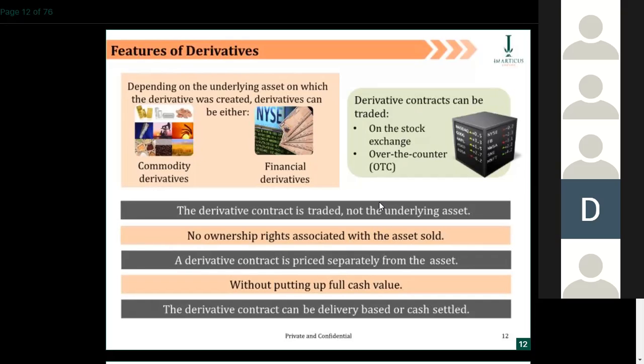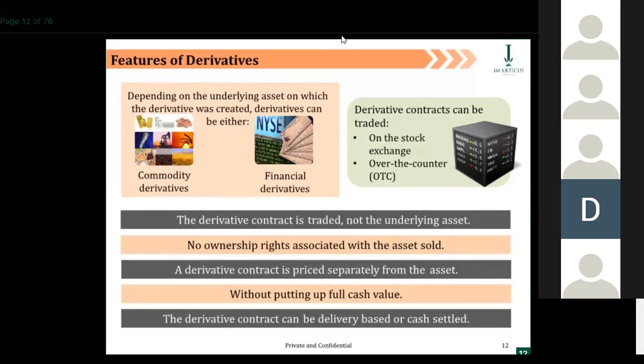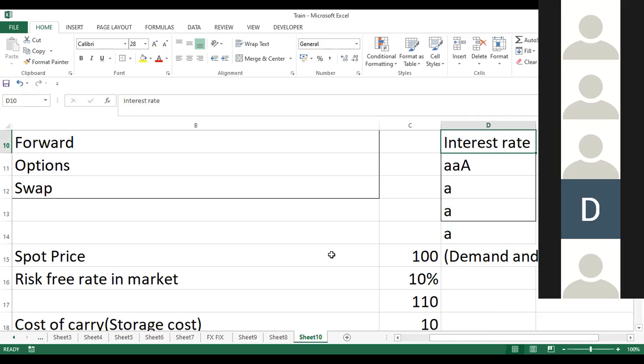A derivative contract is priced separately from the asset. As we discussed, pricing of the contract is different from the asset price. Derivative contracts can be entered without putting up the full cash value, and can be settled delivery based or cash settled. So you can understand these 2 points. Without putting up the full cash value, any idea what that means? Without putting up full cash value, and your contract can be physically settled and can also be cash settled.